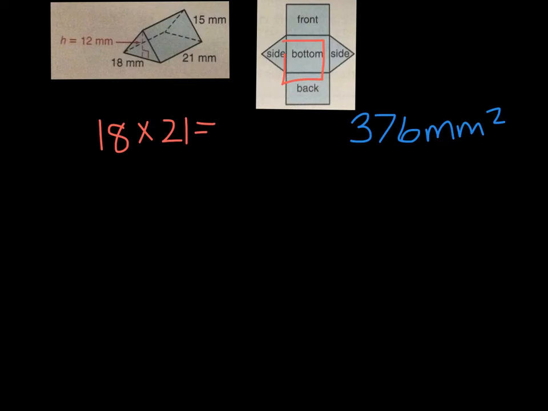So our next surface we would do would be the front and back faces. So that's going to be 2 times the front face and the back face. So that would be 21 times 15. And when I multiply that out, I get 630 millimeters squared.